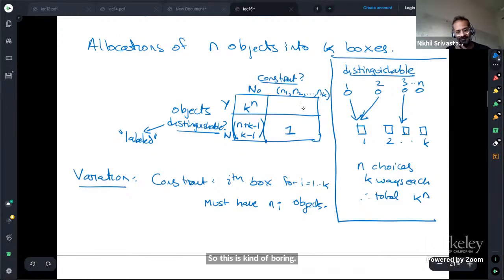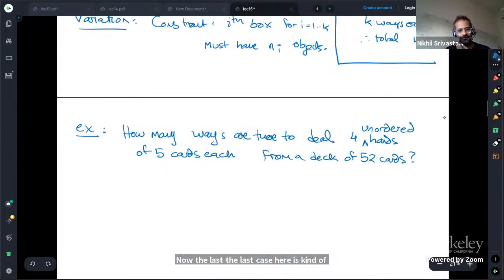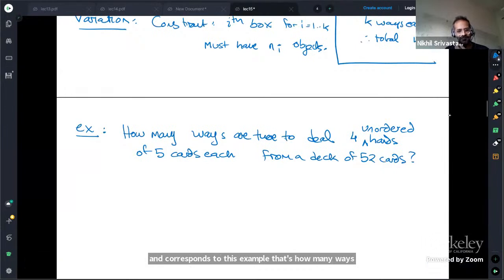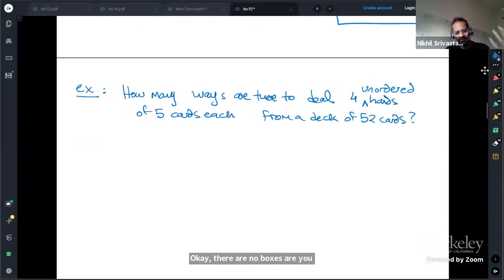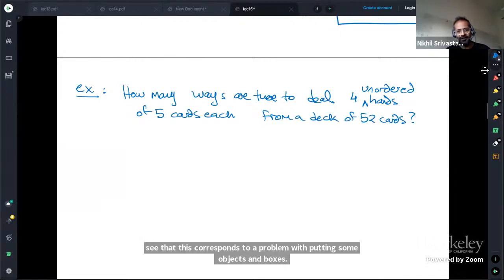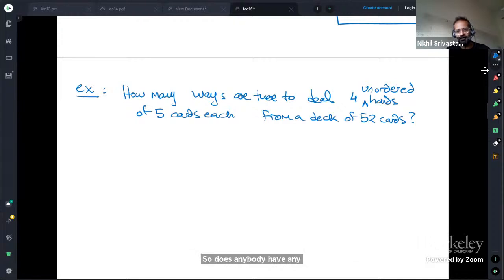Now the last case here is kind of interesting and corresponds to this example that's here. How many ways are there to deal 4 unordered hands of 5 cards each from a deck of 52 cards? Okay, so in this problem there are no boxes yet. And often, the trick in counting is to see that this corresponds to a problem of putting some objects in boxes. So does anybody have an idea of how to do that? Maybe somebody who hasn't answered in a while.